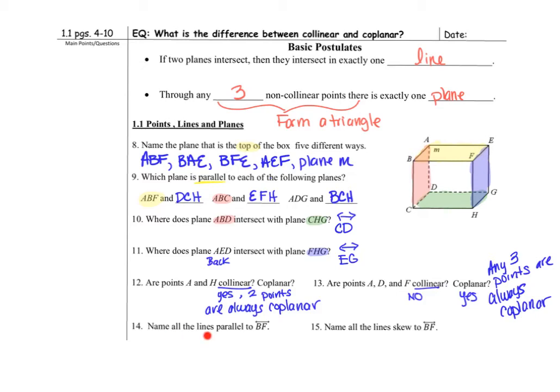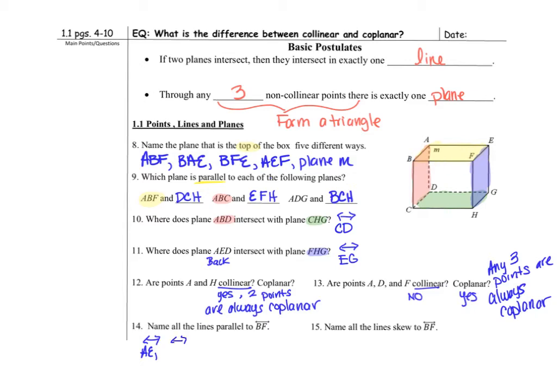Now let's name all the lines parallel to line BF. So BF is right here. So we want to name any line parallel to line BF. So that means they're not intersecting. So that means BF and AE are parallel. So we have line AE. So we have this back line right here. And then CH is also parallel to BF.